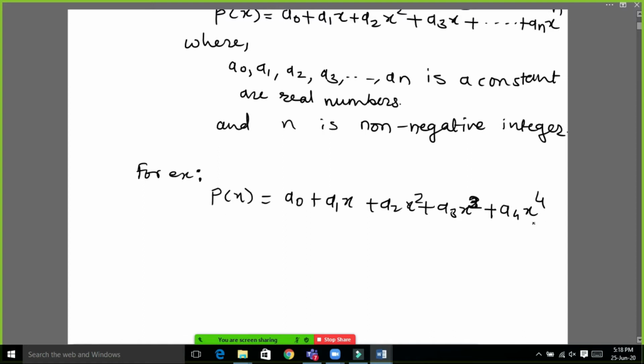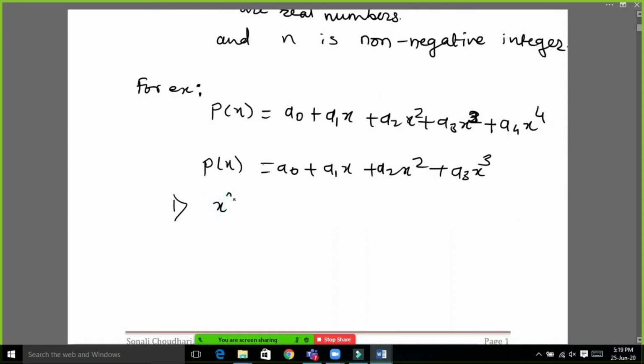Suppose we substitute n equal to 3, then we get a0 plus a1x plus a2x square plus a3x cube, that is a cubic polynomial. For example, x cube plus 3x square plus 2x plus 1 is a cubic polynomial. Second, x square plus 2x plus 3 is a quadratic polynomial because it has degree 2. Third, x plus 4 is a linear polynomial because it has degree 1, since x is x to the power 1.